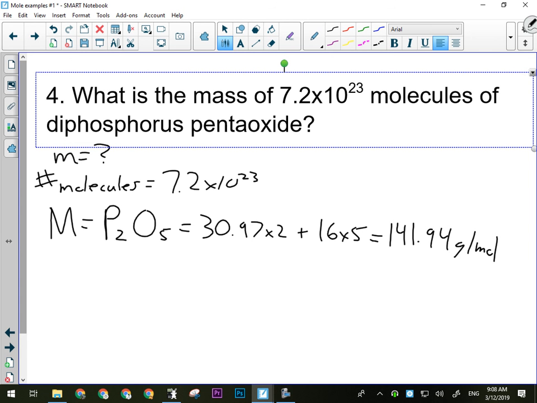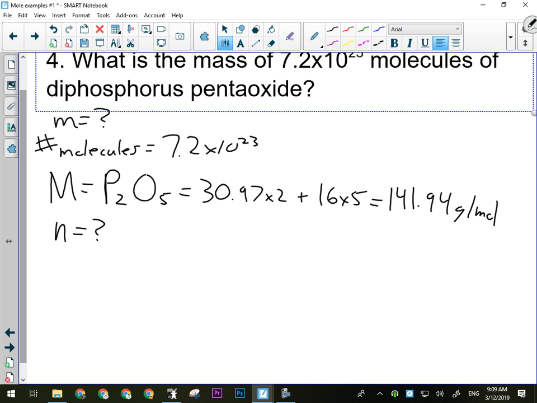If I'm going to get mass, I need molar mass, which I have, and I need the number of moles, which I don't have. Is there a way for me to get it using the number of molecules? How do I do that? I have the number of molecules, and I have Avogadro's number, which tells me how many molecules are in 1 mole. What do I do with those two numbers? Divide them, exactly.